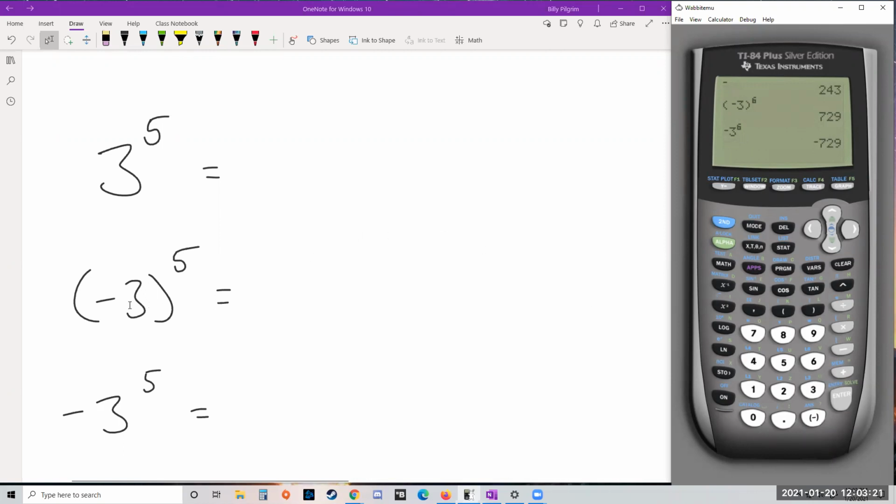applying signs. So in this first scenario, the negative and the 3 are both being raised to the 6th power. So -3 times -3 times -3, etc. Here, the 3 is being raised to the 6th power, and then the negative is being applied afterwards. So just look out for the order of operations: parentheses, negatives, powers. Just make sure you're careful with how you enter those things.